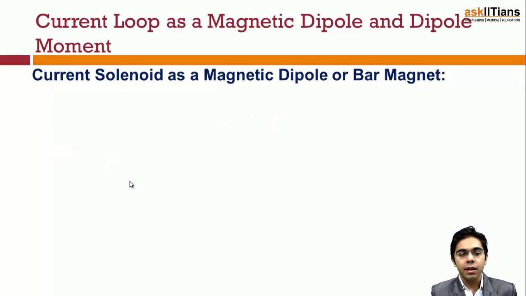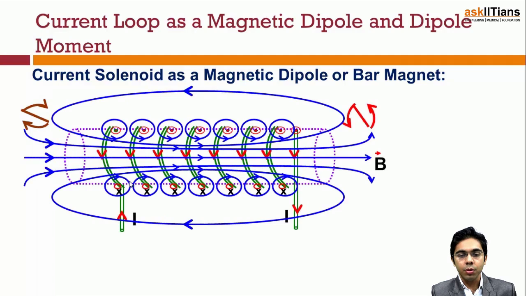Now we have to see the current solenoid as a magnetic dipole or a bar magnet. You must have seen what a solenoid is. A solenoid is some winding of the current loops, right? So this is what it will look like. If we look from this side, there are many windings of the current loop. This winding, this winding, this winding, this and this. So there are many windings of the loop, and these are the terminals of the windings. So these are many current loops. This is exactly the solenoid.